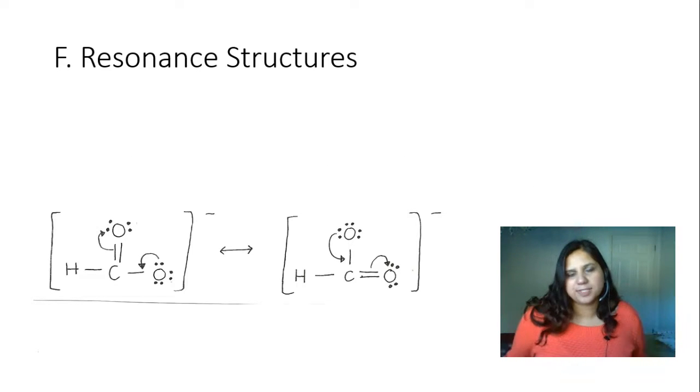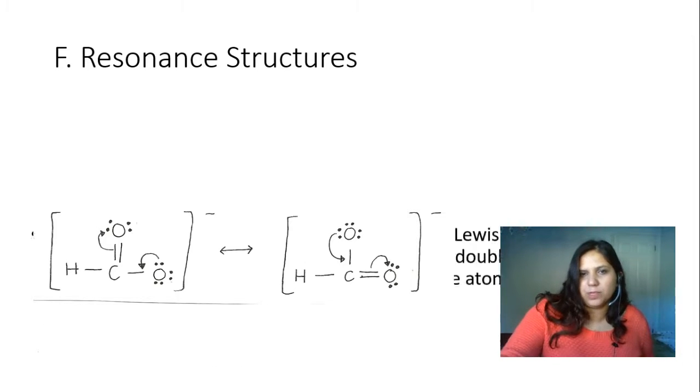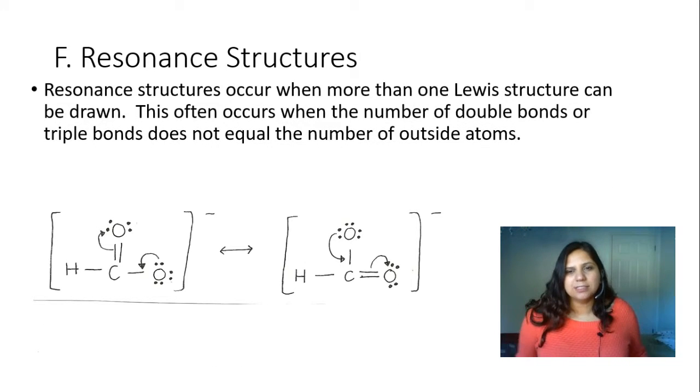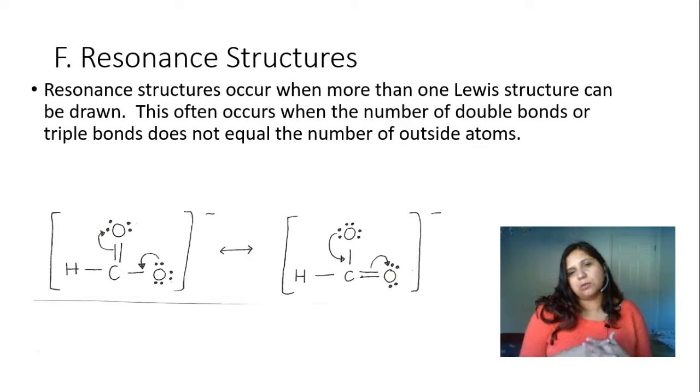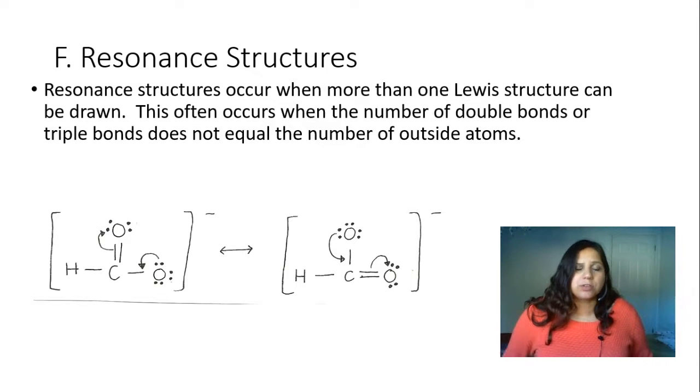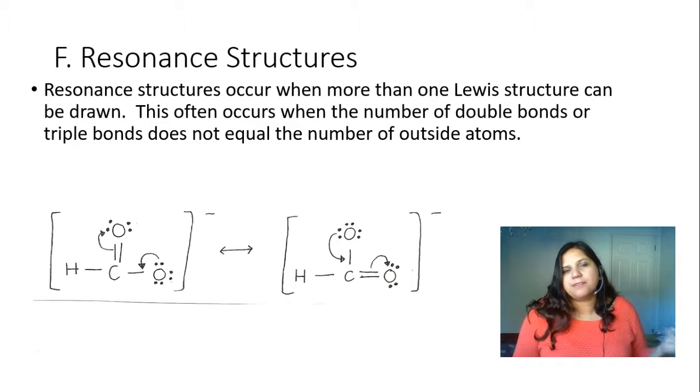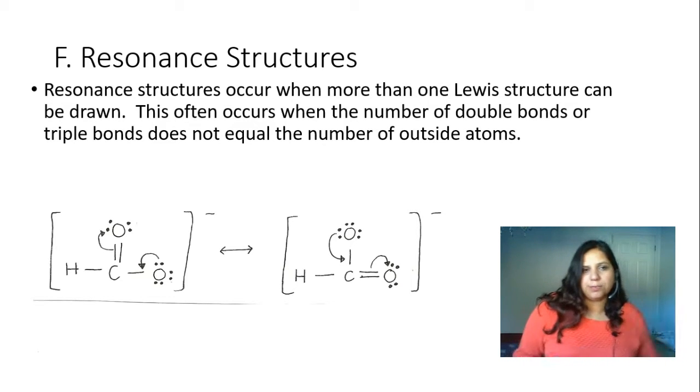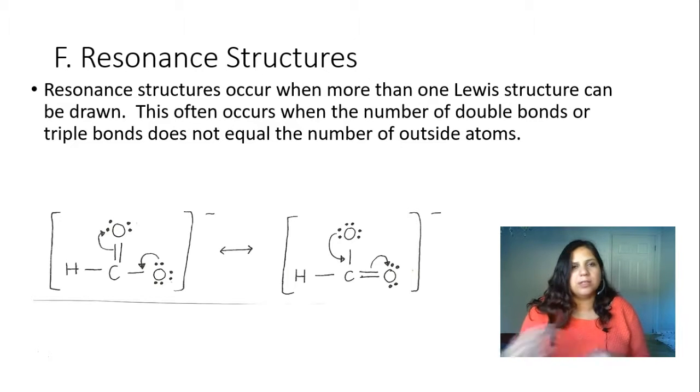Okay, the first part of today is looking at resonance structures. So what are those? Resonance structures are when you have a Lewis structure that can be drawn in more than one possible way. And so here it says resonance structures occur when more than one Lewis structure can be drawn. This often occurs when you have double bonds or even triple bonds, and it's not equal to the number of outside atoms.